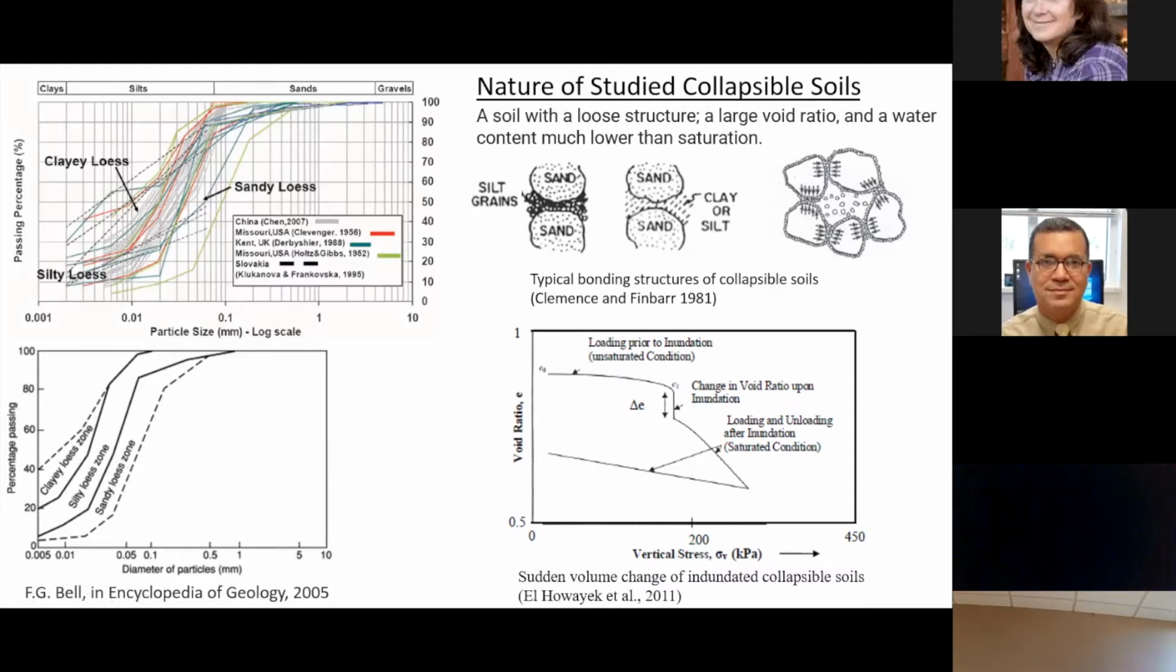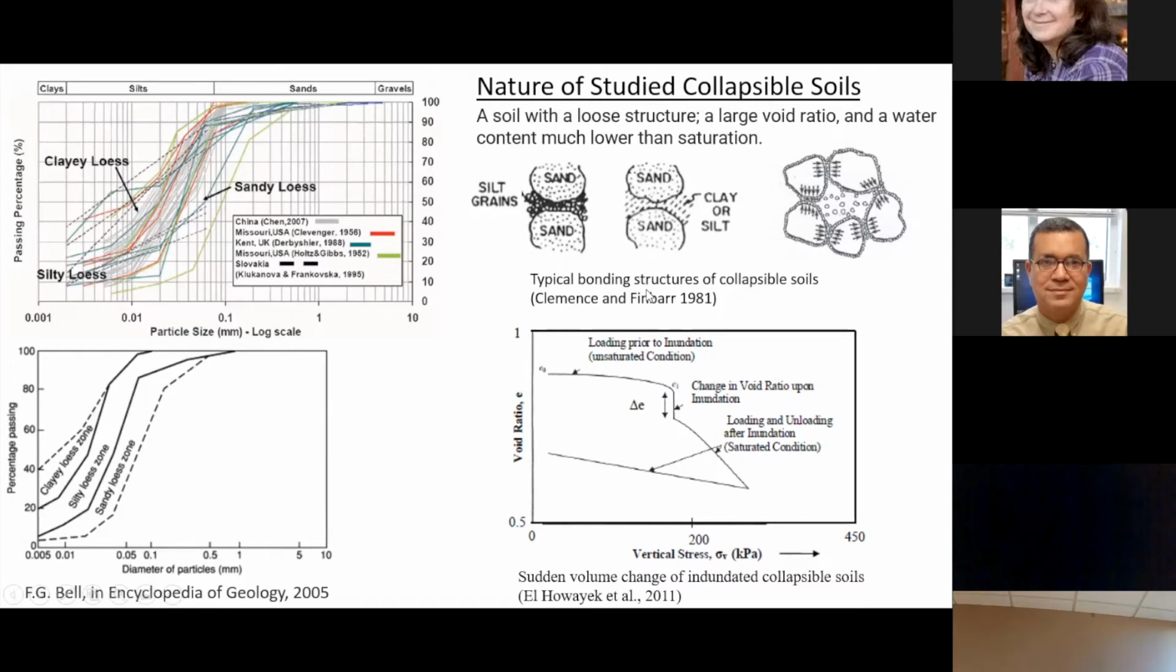You will see it here. Let me see if you can see the mouse. Sorry for that. Yes, if you see it here, you can see that we are dealing with soil. Mainly, the main grains are sand, and they are attached or cemented together through a kind of clay bond or silt bond. This is the type of collapsible soil that we are going to deal with.